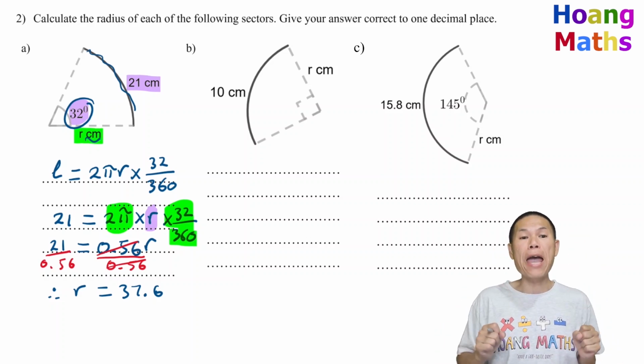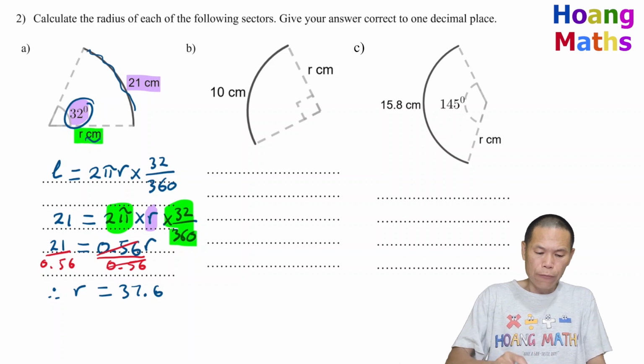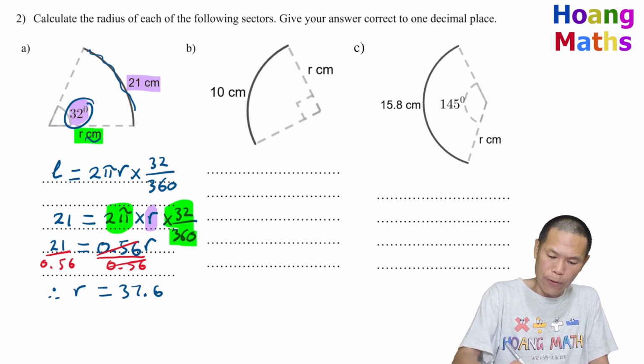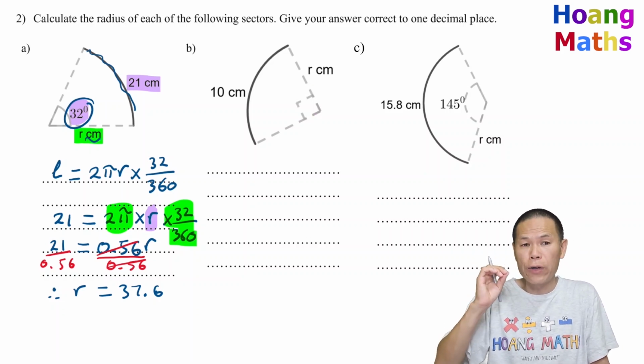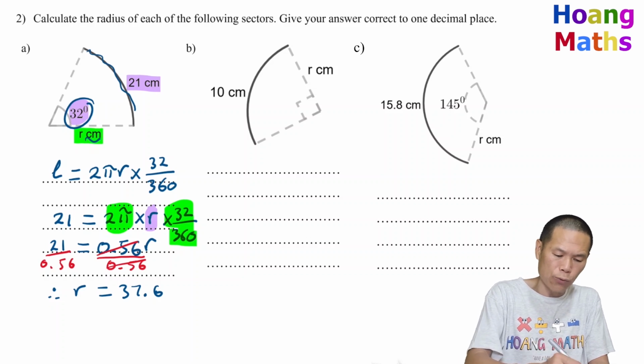Hi there, I'm back. How did you go? Let me go through it with you. So first of all, we know that this is a quarter of a circle, correct? Because this is 90 degrees. So we can times by 90 over 360 or times a quarter, okay? However you want to do it, it doesn't really matter.